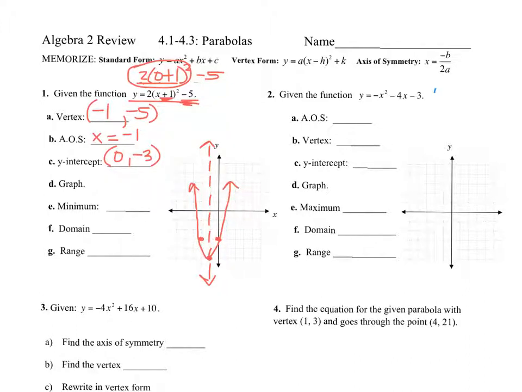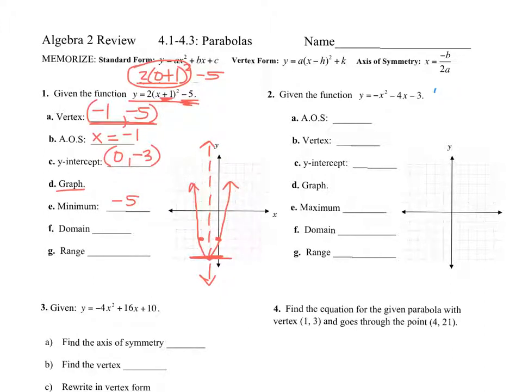This dot, that's your vertex. So we found the vertex for the first part was -1, -5. That's that point. Okay, so we graphed it. What is your minimum? My minimum's -5. It's your lowest point, right? So your lowest y value is -5. So your minimum is -5. That's right here, right? -5.